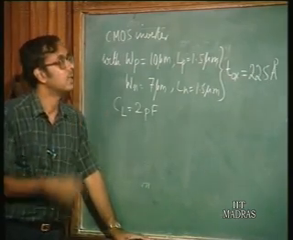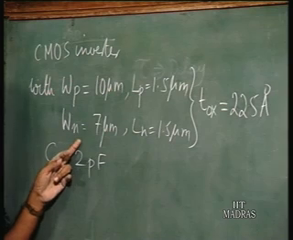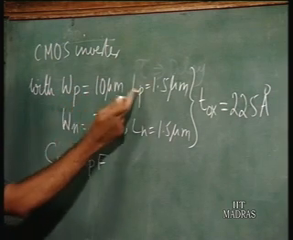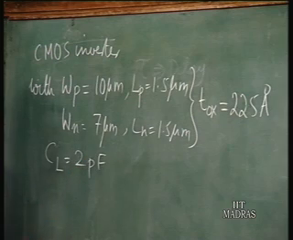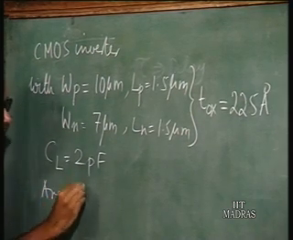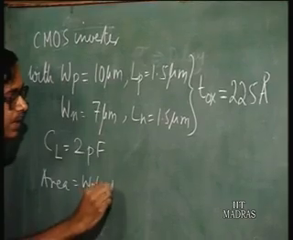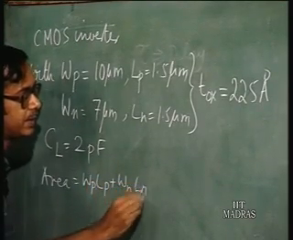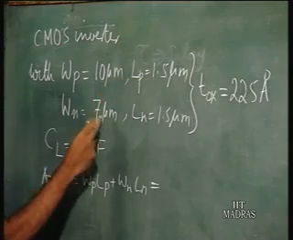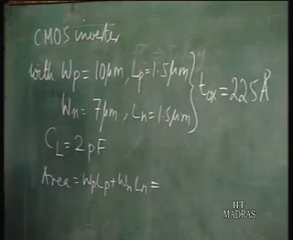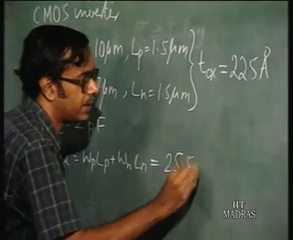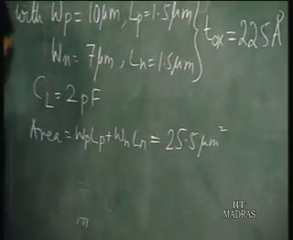So, we have to take the total area. What is the total input area? That is WP into LP plus WN into LN. So, area is equal to WP into LP plus WN into LN, which is 10 into 1.5 is 15, and 7 into 1.5 is 10.5. So, it is 25.5 micron squared.